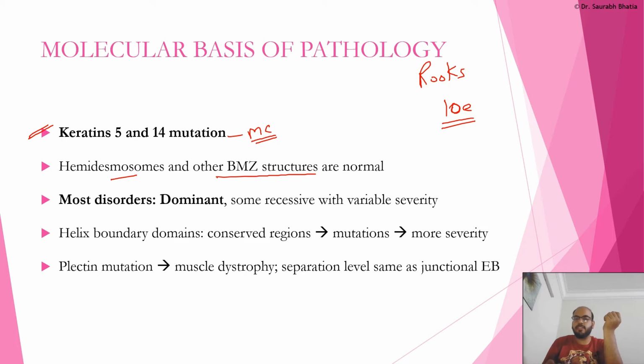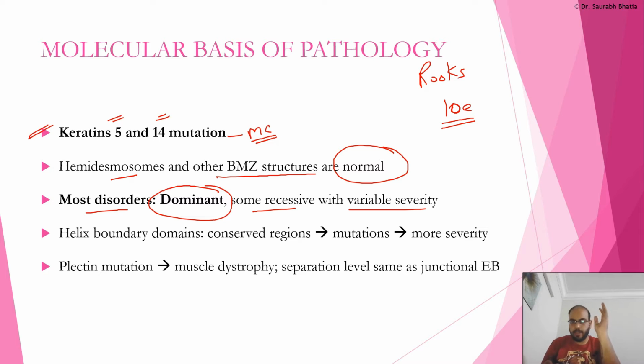Most commonly, okay. Hemidesmosomes, and here we are talking about the inner hemidesmosomal plaque, outer hemidesmosomal plaque, integrins, other basement membrane zone structures. These are all normal. The problem lies in keratin 5 and 14. Most disorders are dominant. Okay, most of the disorders are dominant. Some are recessive with variable severity. If they're recessive, they'll be more severe as compared to dominant ones. Helix boundary domains are conserved regions in which mutations have more severity.